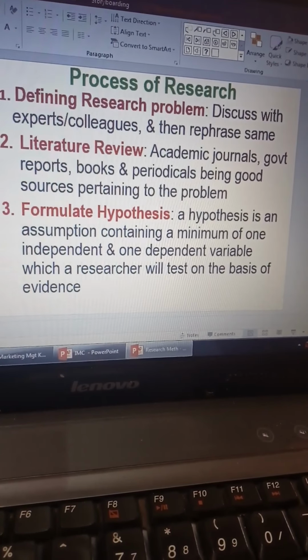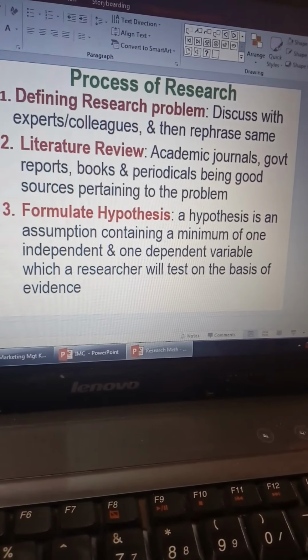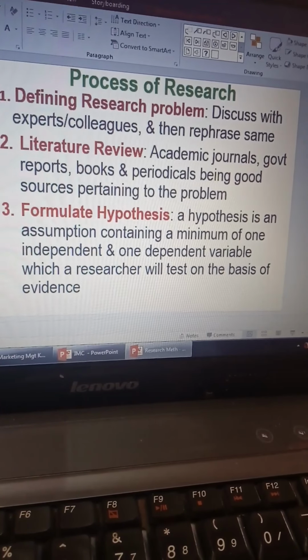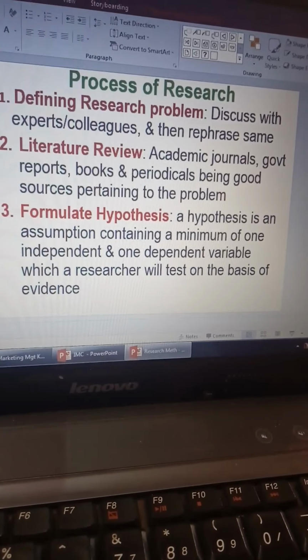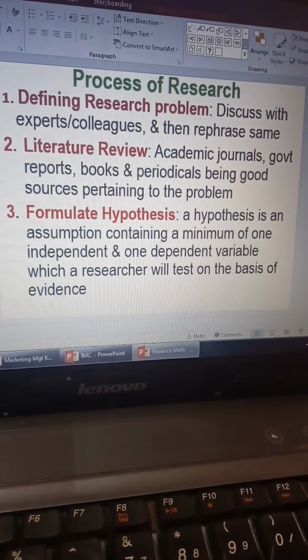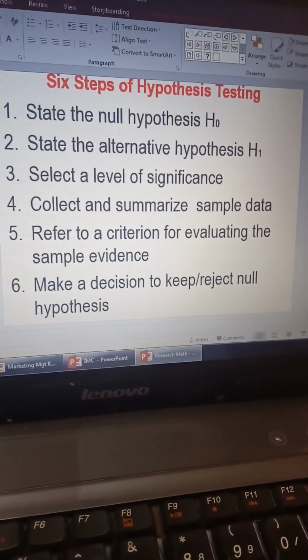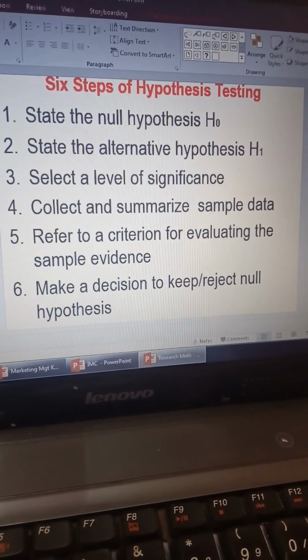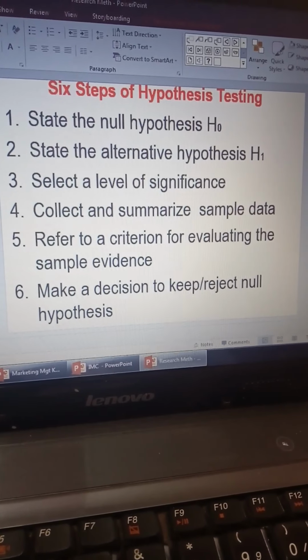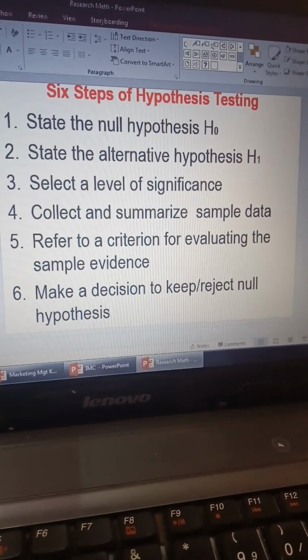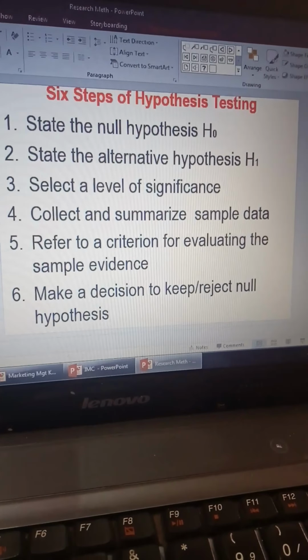Now, as explained, the hypothesis is an assumption containing a minimum of one independent and one dependent variable, which a researcher will test on the basis of the evidence. Now, under this concept, what are the 6 steps of the hypothesis testing? Please understand this. Any hypothesis which is a supposition would be tested with the help of the following steps.